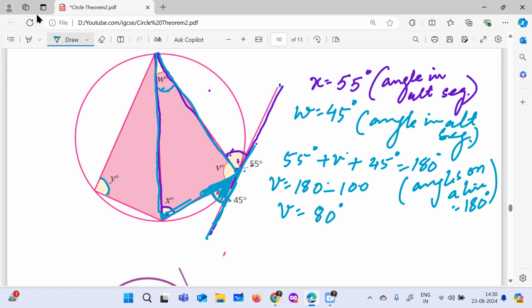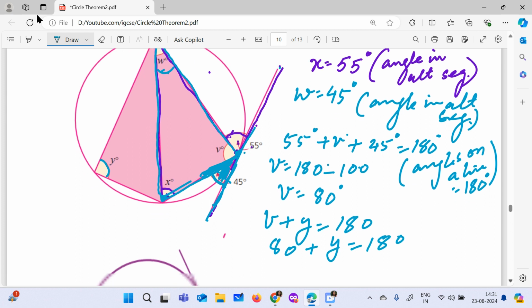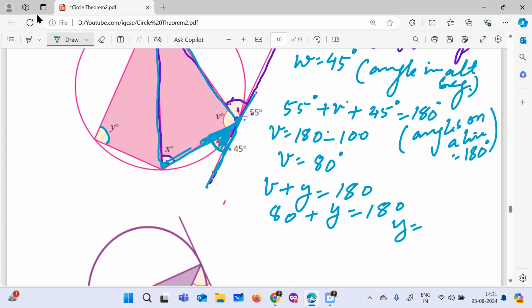When we have a cyclic quadrilateral, the sum of opposite angles is 180 degrees, right? So you will say V plus y is equal to 180 degrees. I will explain the cyclic quadrilateral later. Now V is 80 degrees and y we have to find out. So y is equal to 180 minus 80, that is 100 degrees. Is this clear to you? Yes.